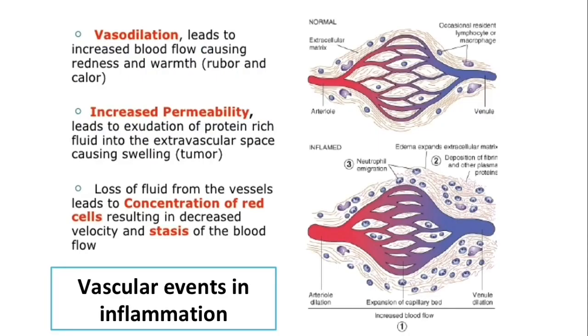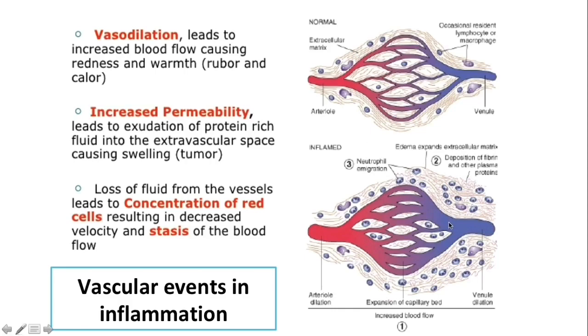Okay, so to illustrate them a little bit better, let's have a look at these images that follow. If you see up here, this is what normal vessels will look like. Narrow caliber and only occasional resident lymphocyte or macrophage sitting in the extravascular space. With inflammation, the diameter of these vessels will increase, and this is vasodilation, which leads to increase in blood flow. The increase in blood flow will cause redness and warmth, which is part of the cardinal signs of inflammation we mentioned earlier.